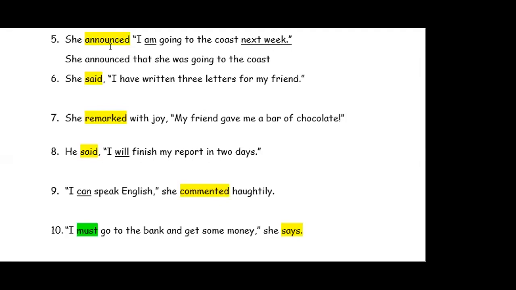All right. If you're relating this sentence and you're telling someone what someone said, but you're saying it a year ago from when this person said it, you can't say she announced that she is going to the coast next week. Next week could mean a week from now, but you're actually talking about a year back. All right. So we just say the following week. And I see Christopher has gotten that correct as well.